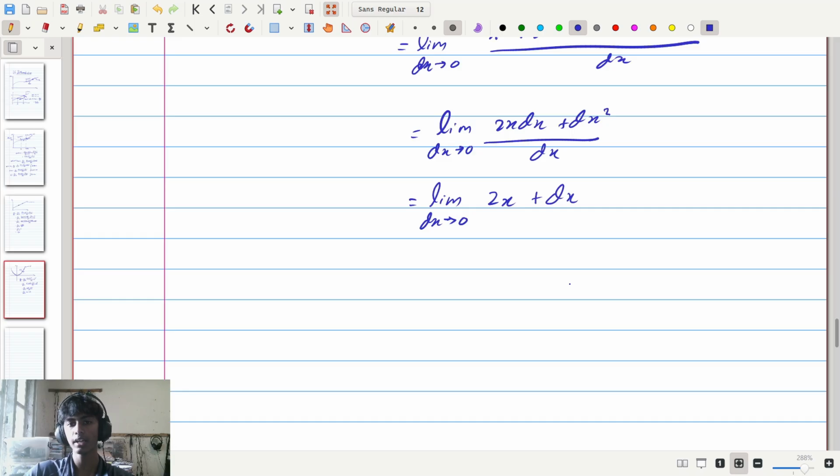Now then, considering what we have here, 2x is actually a constant relative to dx, because while we change dx, nothing happens to whatever the value of 2x is. So we can actually take that out. The limit of a constant is just that constant. So here we have 2x plus the limit of dx approaching 0 of dx. Well, as dx approaches 0, dx is going to approach 0. So this value here is going to be 0. So we have 2x plus 0. Removing that plus 0, we just have 2x. So therefore, dy by dx in this case is equal to 2x.